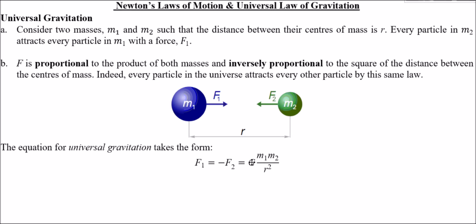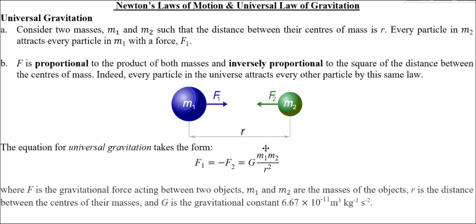Now, G is what's known as the universal gravitational constant. So the force is some constant, which I'll mention in a moment, multiplied by the product of masses and divided by the distance that separates the objects squared. And so here's the key thing here. So we're told F is the gravitational force acting between two objects, M1 and M2, and they're the masses of the objects. R is the distance between the centres of their masses, and G is a gravitational constant.